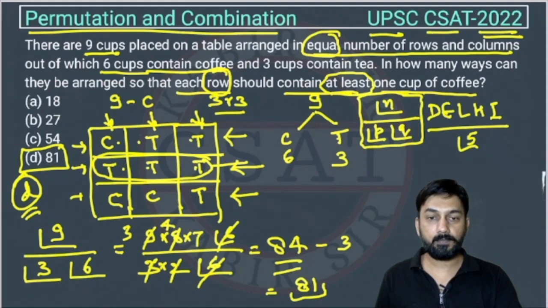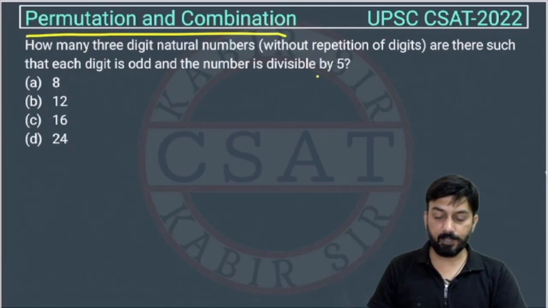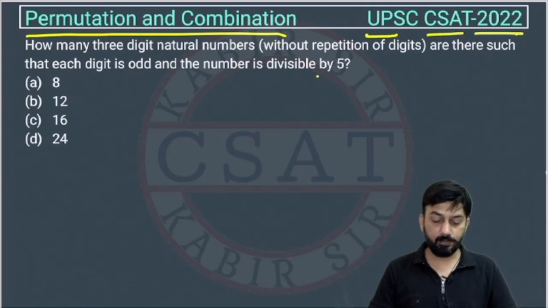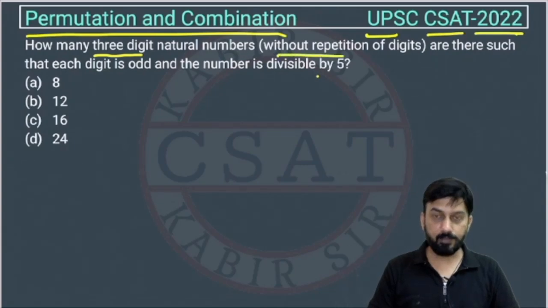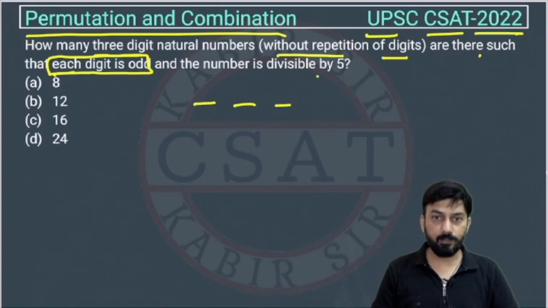Okay. So this is a question from the Permutation and Combination chapter asked by UPSC in the CSAT paper of 2022. How many 3-digit natural numbers without repetition are there such that each digit is odd? So we have to find 3-digit natural numbers, right? Without repetition, so there won't be any repetition of digits, right? So this language is important. What the question is saying is that there will be a 3-digit number, right? So we have to take natural numbers only, right? So we will take numbers from 1 to 9.